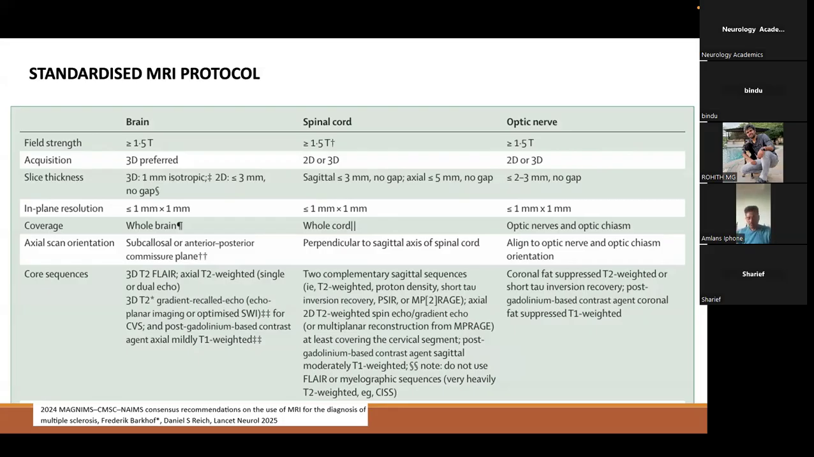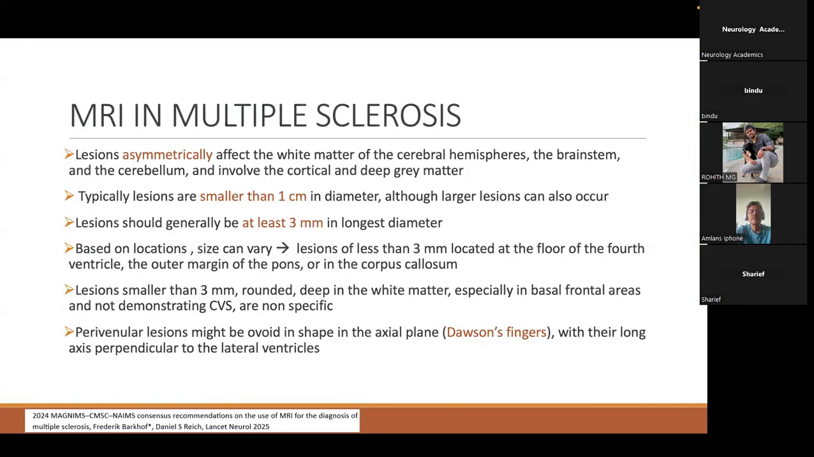So in our center, basically the axial T1, T2, as well as the sagittal T2, as well as 3D FLAIR images are used. Along with that, the SWI and the diffusion weighted sequences, as well as the post-contrast T1 sequences. So in multiple sclerosis, the lesions are usually asymmetric and they affect the white matter of the cerebral hemisphere as well as the brainstem and cerebellum, and they involve the cortex as well as the deep gray matter.